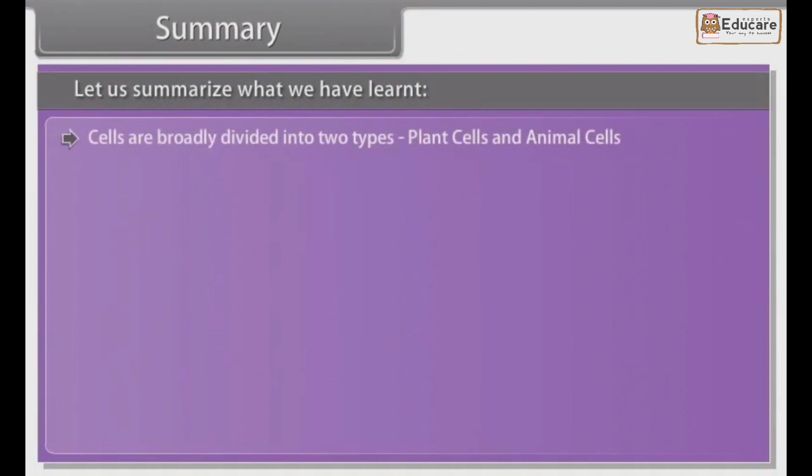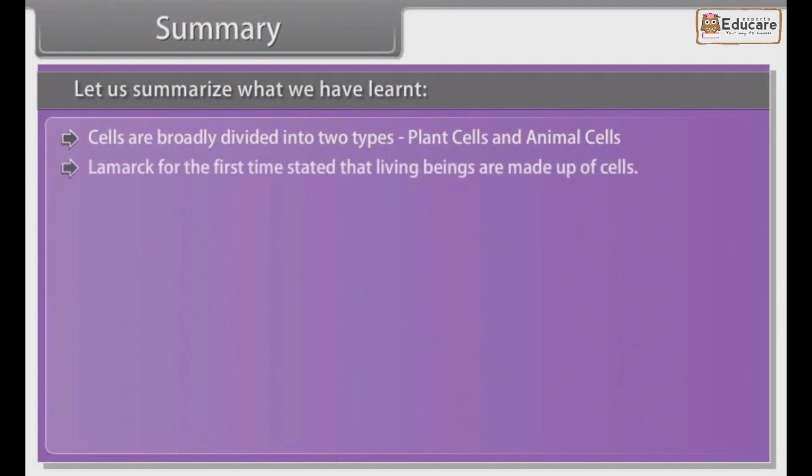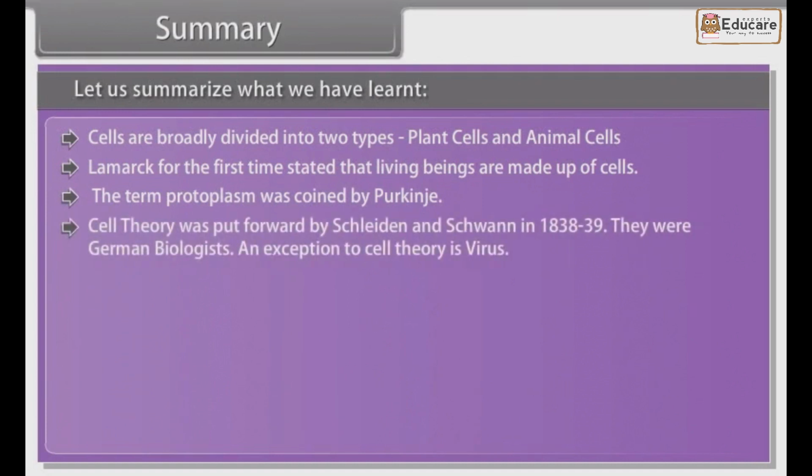Cells are broadly divided in two types, plant cells and animal cells. Lamarck for the first time stated that living beings are made up of cells. The term protoplasm was coined by Purkinje. Cell theory was put forward by Schleiden and Schwann in 1838 to 1839. They were German biologists. An exception to cell theory is virus. The term cell was coined and was first seen by Robert Hooke.